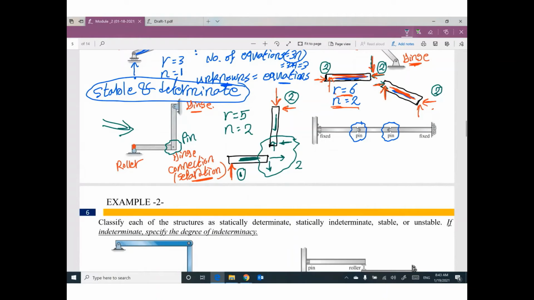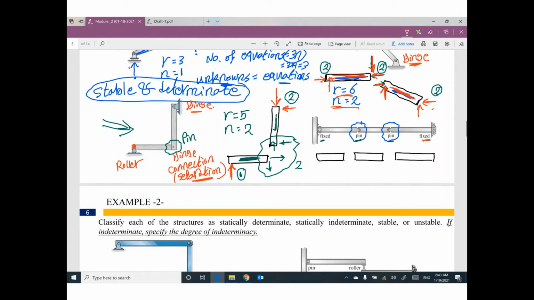The last one in this example, we have fixed support, we have pin connection, we have fixed support. Do you remember what is the first step? First step, if you have pin connection, you have to do separation first. This part, and this part. At each pin connection, we have to do separation. Okay, let's put our reactions.